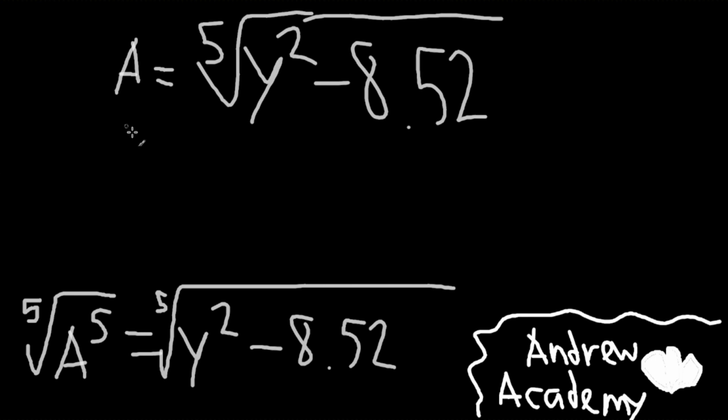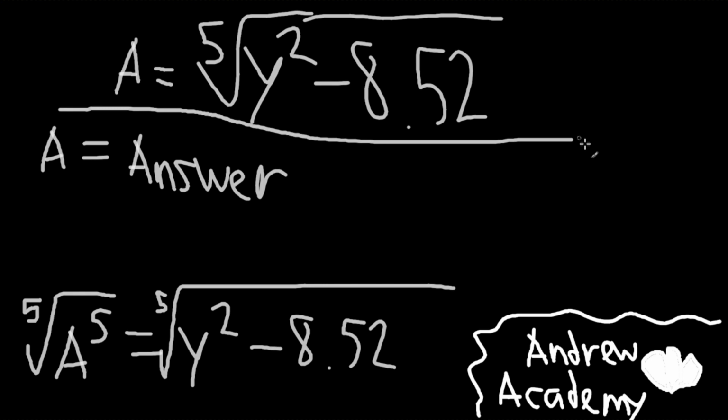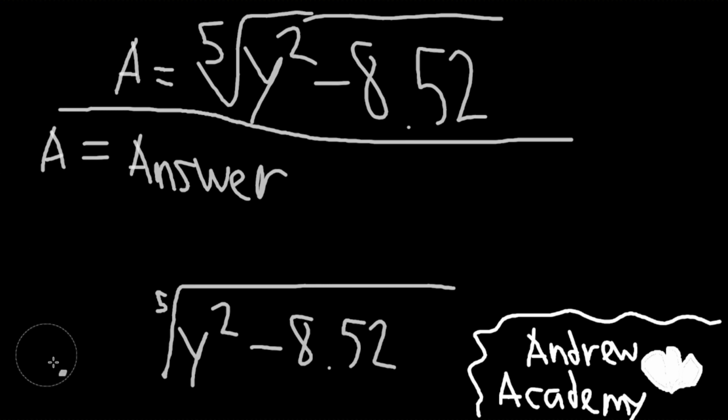As you know, A stands for the answer. A equals answer. So this is the answer. A equals the fifth root of y squared minus 8.52. And that is how you solve the Dreamherd equation.